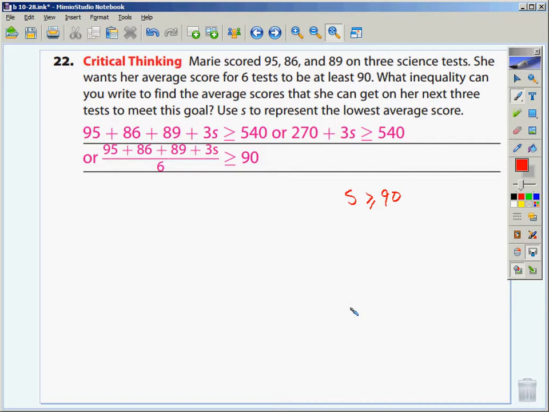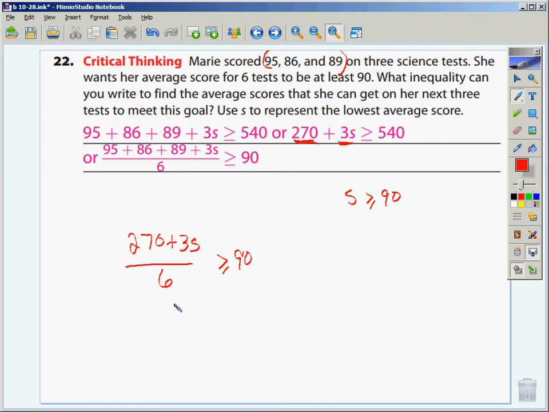Do I need to go over 22 for anything? Since they're talking about an average of test scores, these 3 test scores could be added together, and then you could add 3S. You could have combined them and then added 3S. You could have even done this, 270 plus 3S over 6 is greater than or equal to 90. Any one of these 4 inequalities would have worked to solve this.